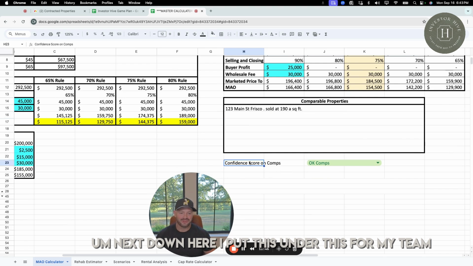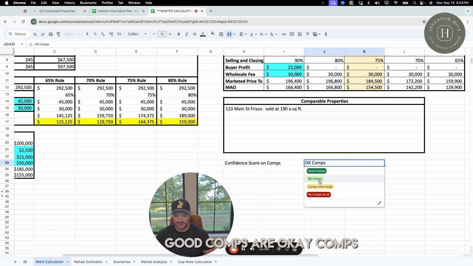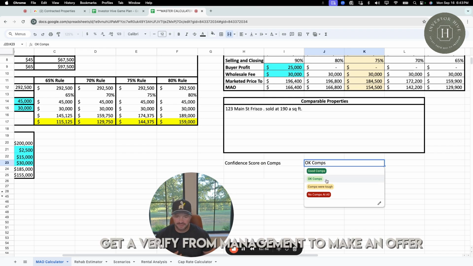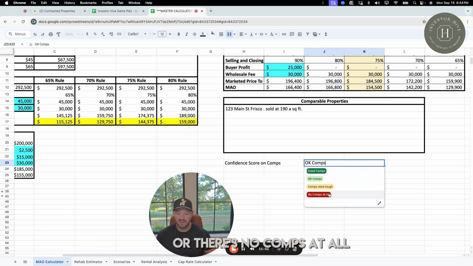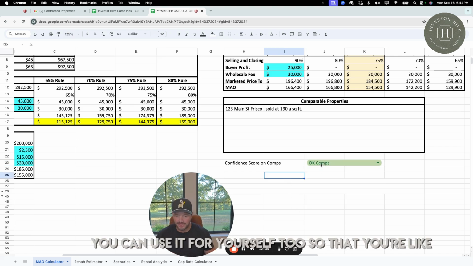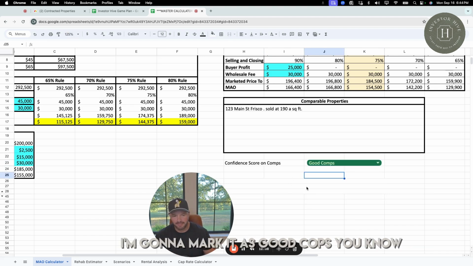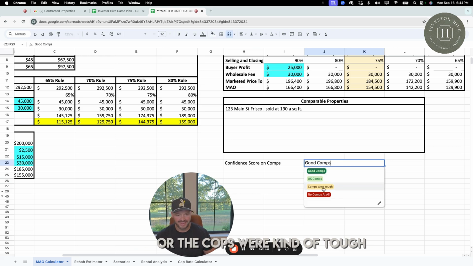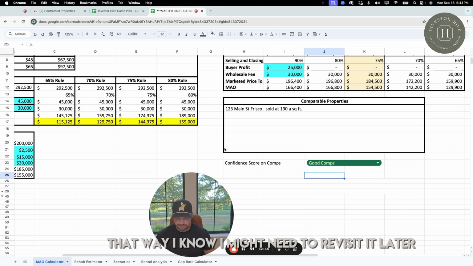Next down here, I put this on here just for my team. I tell them, hey, if you feel confident on your comps, good comps or okay comps, you don't need to come get a verification from management to make an offer. Just roll with it. If you feel like comps were tough or there's no comps at all, get some verification from your manager and then we'll work through it, right? So they just select that. That's for them. You can use it for yourself too, so that you're like, oh, I felt really good about these comps, I'm going to mark it as good comps, or the comps were kind of tough. That way I know I might need to revisit it later.